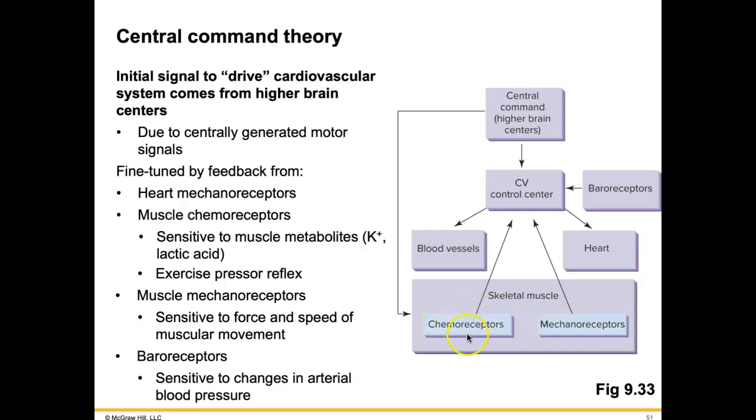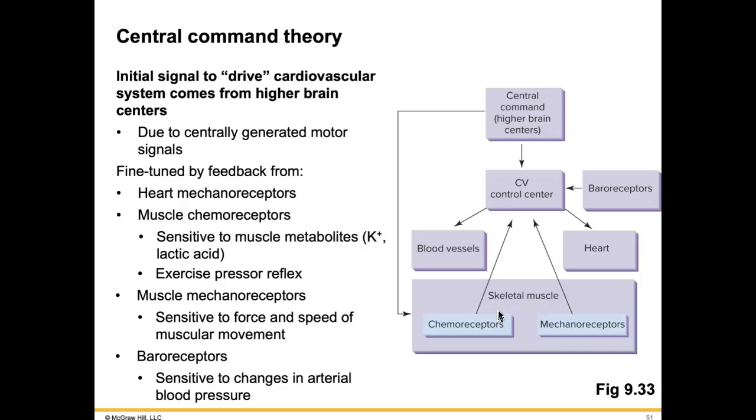And then we have our muscle chemoreceptors that we really talked about when we discussed muscle fatigue. They are going to be sensitive to our muscle metabolites, such as potassium and lactic acid, and in turn the pH. And we have something called the exercise pressor reflex, which is a reflex that is going to increase the sympathetic activity to our heart and also the systemic vessels, so that we can decrease that parasympathetic activity, the rest and digest, right? We don't need to steady our heart rate, we need to increase it.